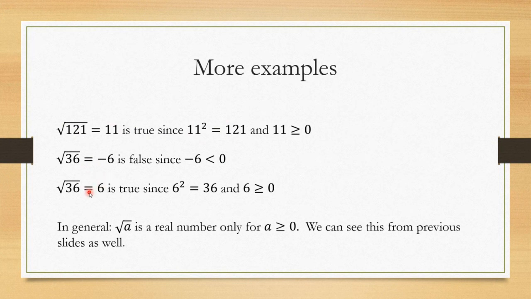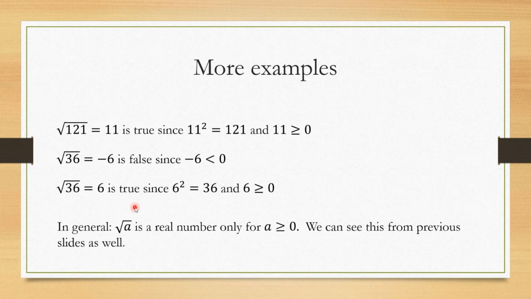Now, the right answer though is this, not -6. It should be 6. This is true. It's not only that 6 squared is 36, 6 is non-negative. Good. So that's what we get here.